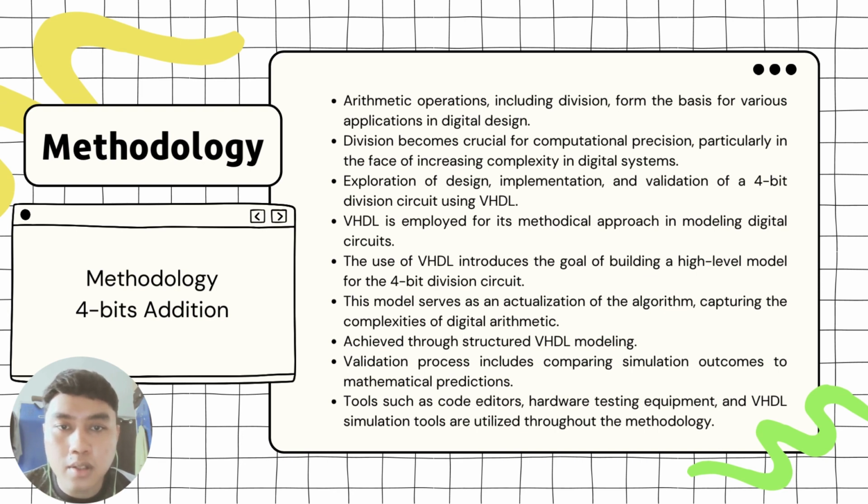The use of VHDL introduces the goal of building a high-level model for the 4-bit division circuit. This model serves as an actualization of the algorithm, capturing the complexity of digital arithmetic. Next is achieved through structured VHDL modeling. The validation process includes comparing simulation outcomes to mathematical predictions. Last is that tools such as a code editor, hardware testing equipment, and VHDL simulation tools are utilized throughout the methodology.